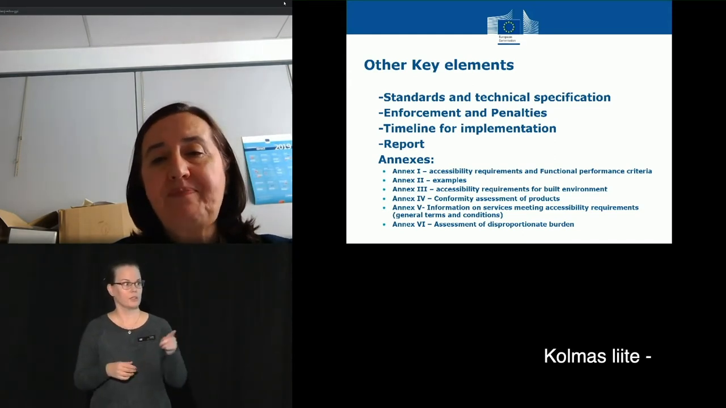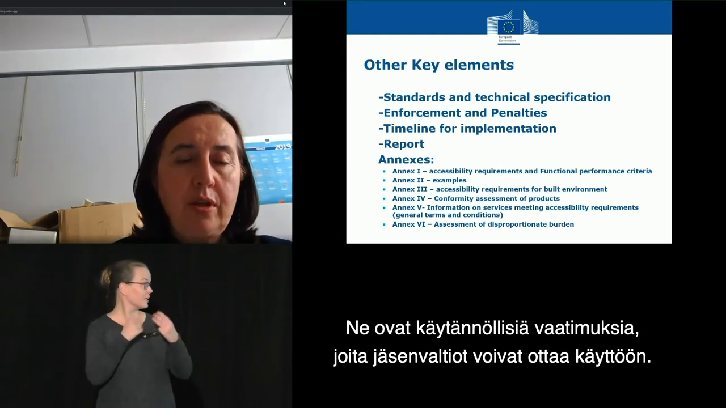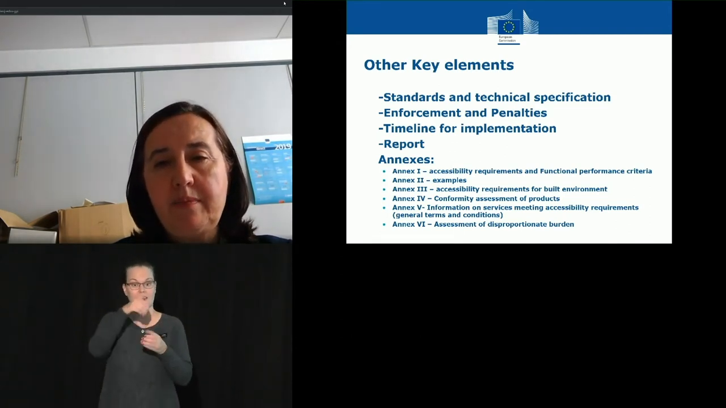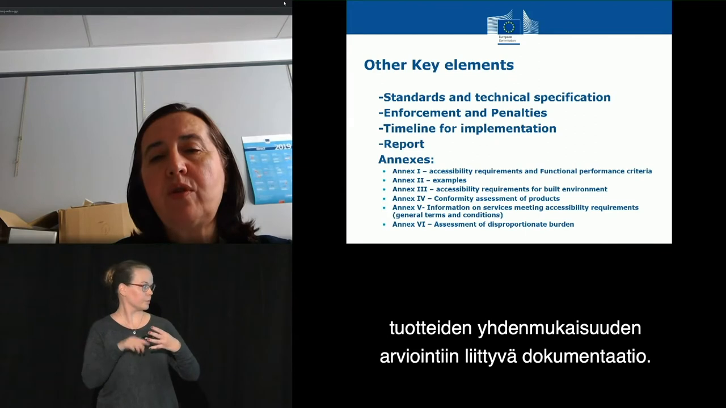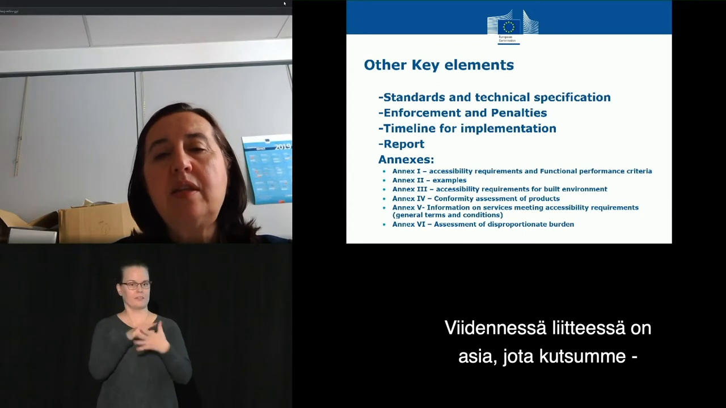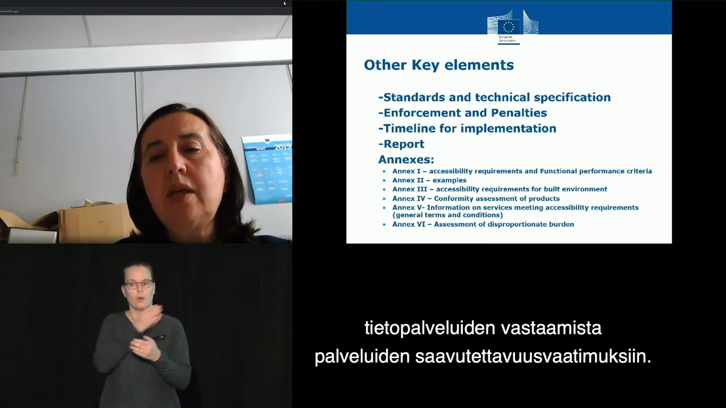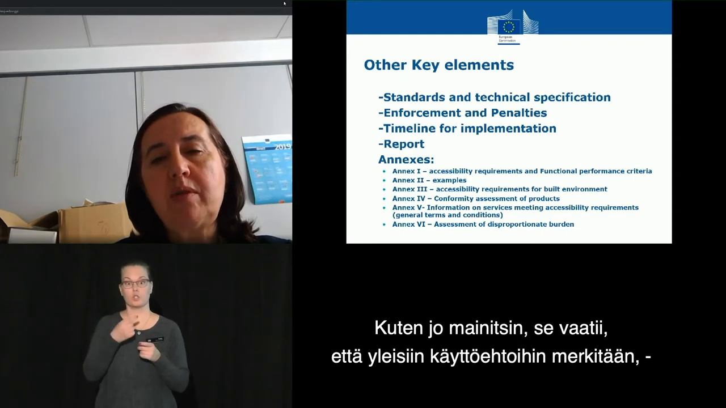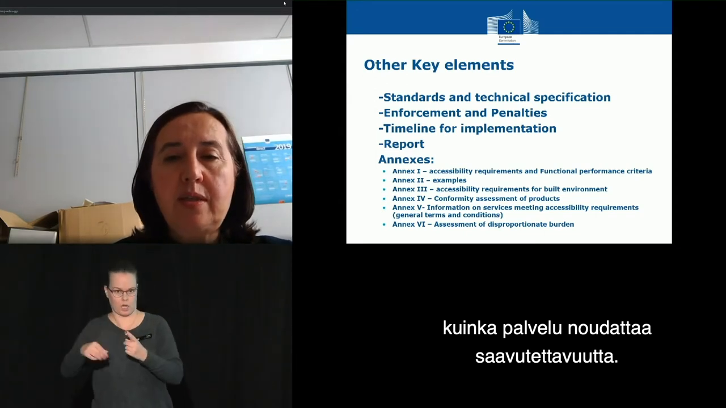The third annex contains the accessibility requirements for the built environment. Those are functional requirements that can be adopted by the member states. Annex 4 contains the documentation for the conformity assessment of products. And Annex 5 contains the equivalent, which we call information on services meeting accessibility requirements for services. So it requires, as I mentioned before, to put in the general terms and conditions how services comply with accessibility.